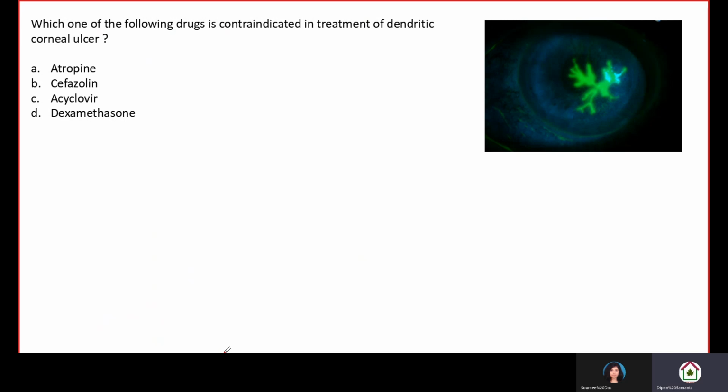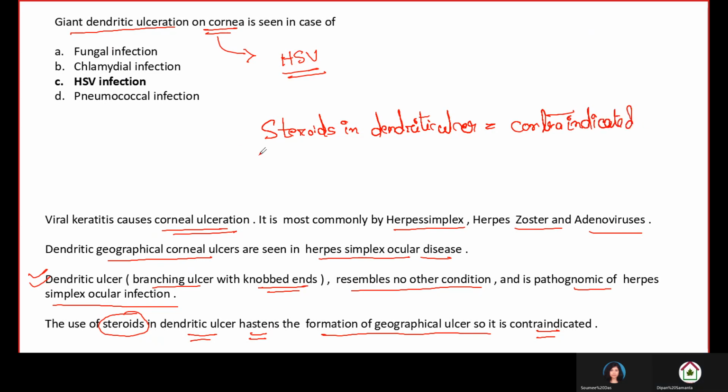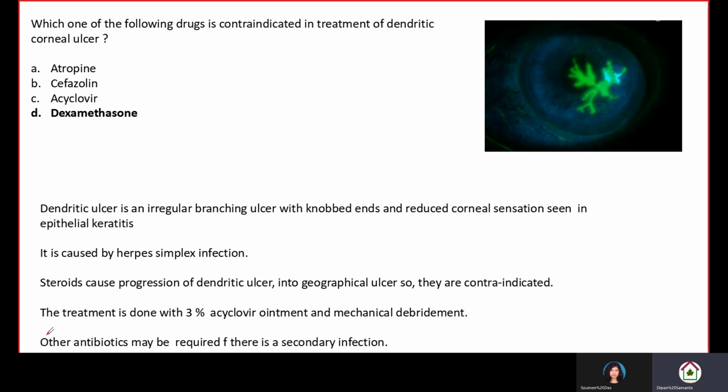So just now what we studied, use of steroids in dendritic ulcer hastens the formation of geographical ulcer. That is why steroids in dendritic ulcer are contraindicated. So the answer will be dexamethasone.